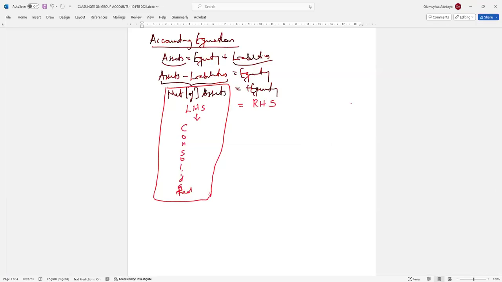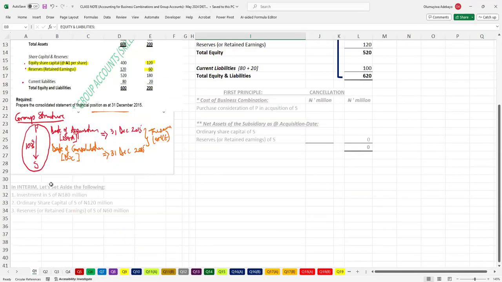The equity side, in this case, by way of first principle, will have to be cancelled out. And why are we doing that? We'll go back to our Excel. We are doing that because of what? Let's go back in.